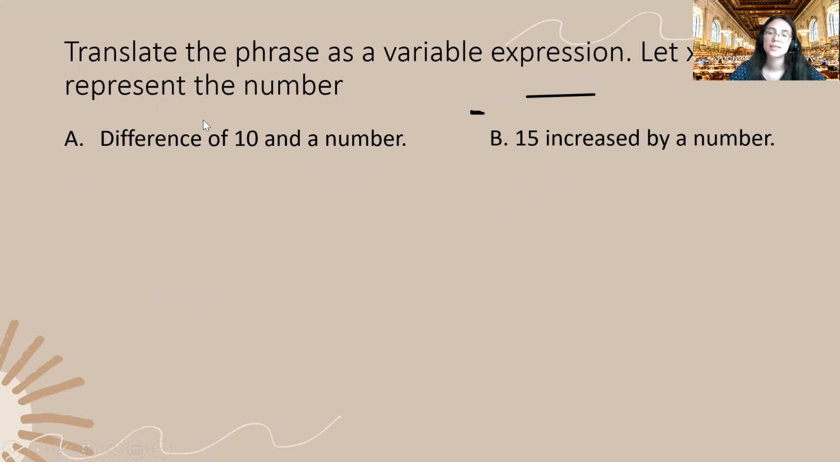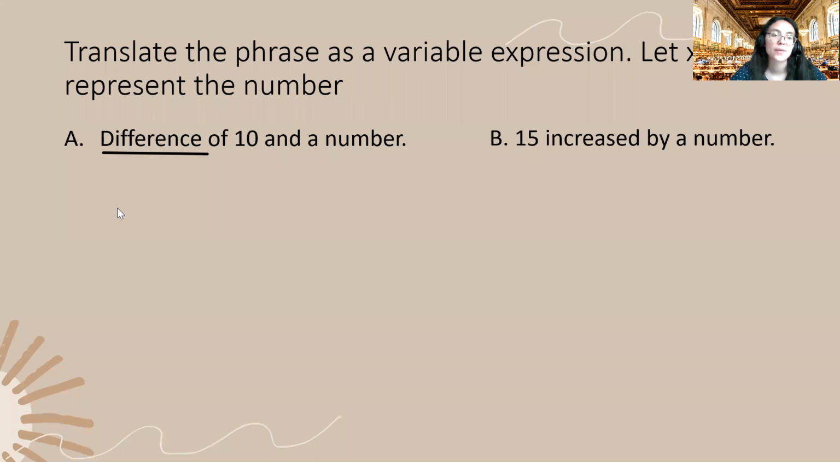Here we're going to translate the phrases into variable expressions and let x represent the number. So on the right we have the difference of 10 and a number. I'm going to underline my keyword right here, difference of 10 and a number. And remember, for subtraction, order does matter. So I'm going to write 10 minus x. I'm going to say that that's my answer. But let's go ahead and break it down.